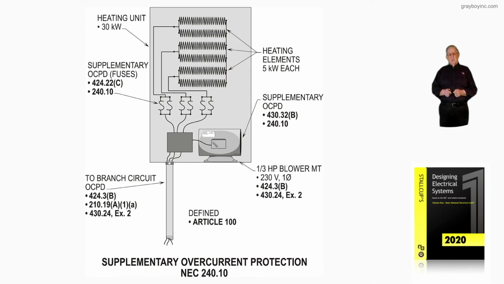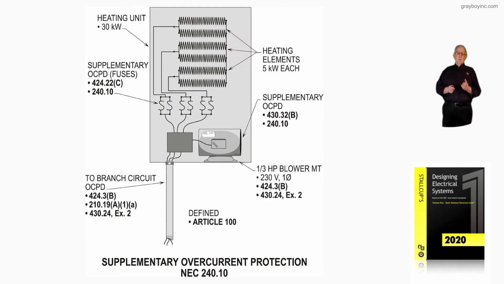Now this illustration deals with supplementary overcurrent protection in accordance with 240.10. Now before we get too far into presenting this requirement, this illustration, the heating unit, if you review the top left-hand side, is 30 kW. The heating elements are 5 kW each, added together to give 30 kW.